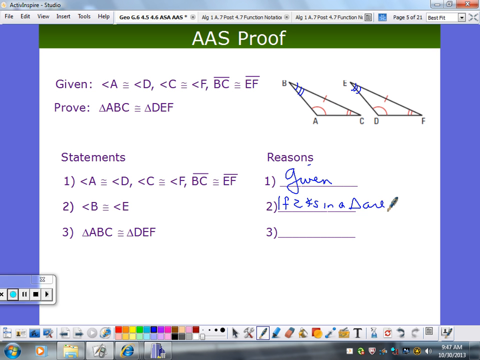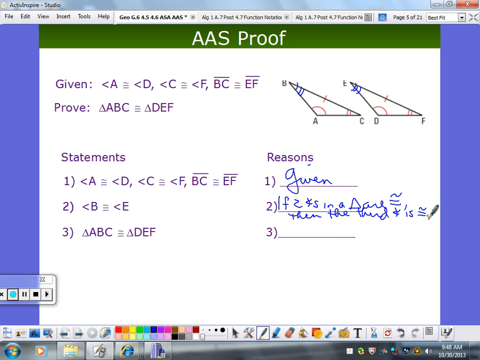Yeah, two angles in a triangle are congruent, so what must be true of the third one? What do we call that? The third angle congruence rule or something? It has a name. I can't remember the names. I can remember what it is, so that's why I wrote it that way. Great. How come now I can say the triangles are congruent?